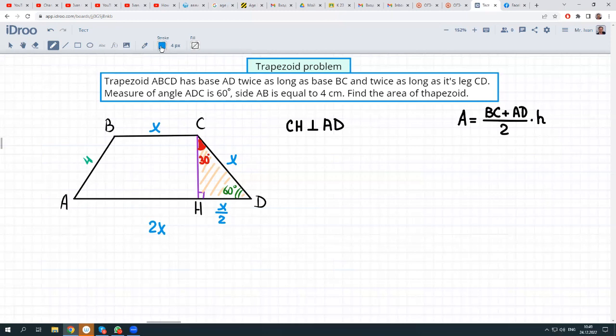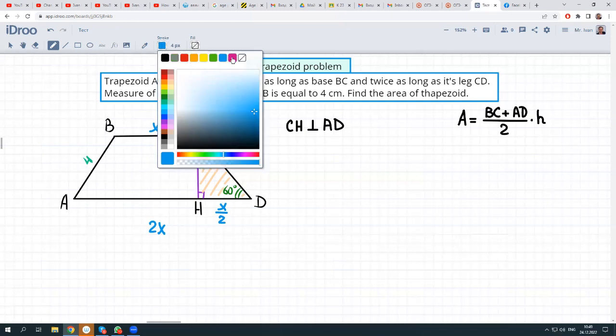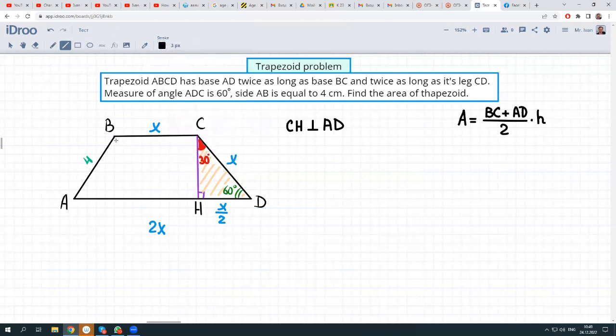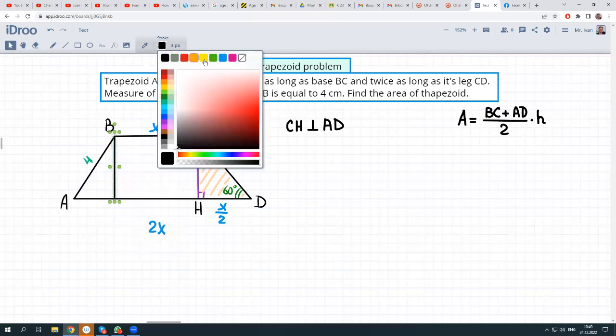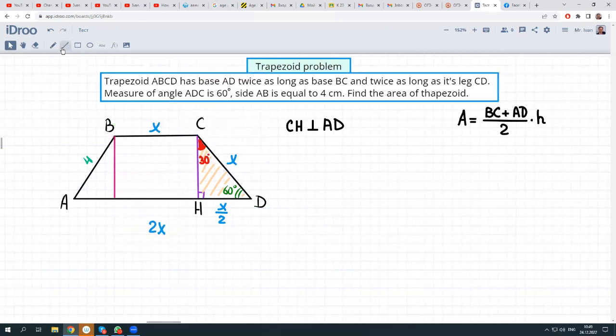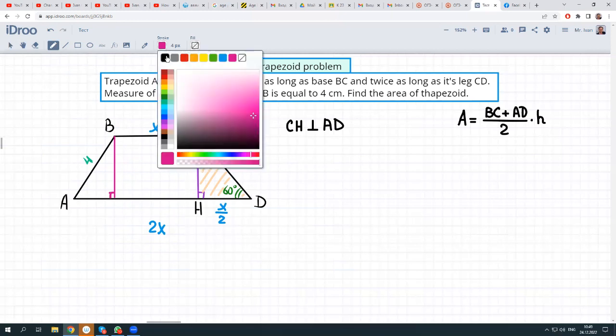What we could do, again, is drawing another altitude from the B angle, and it would be quite helpful, I believe. Okay, let's do it carefully. Assign this color. And again, we have now right triangle. Let's call it ABK, okay?